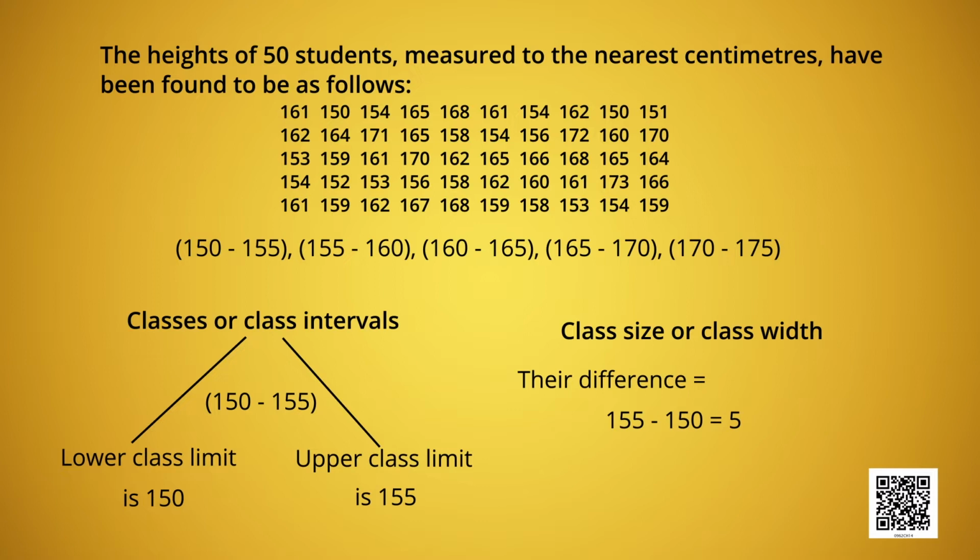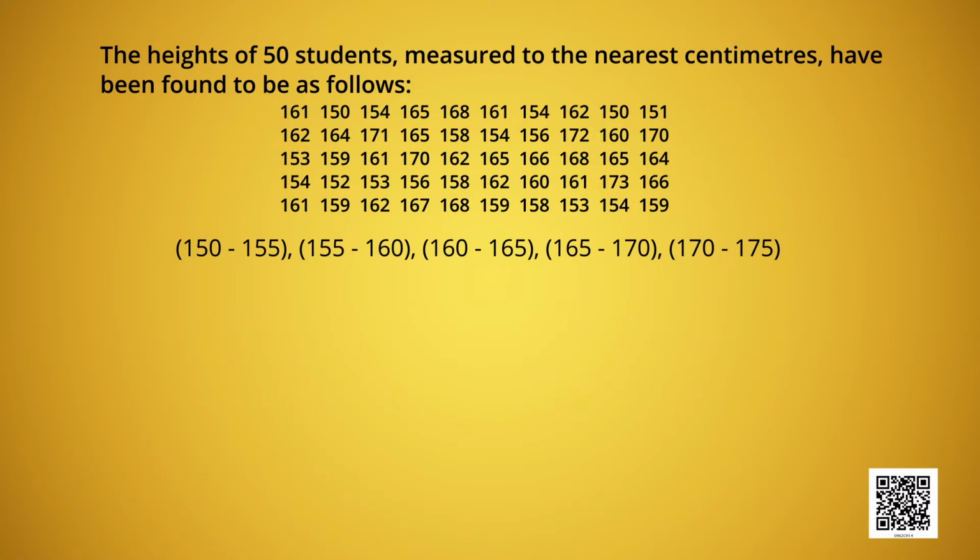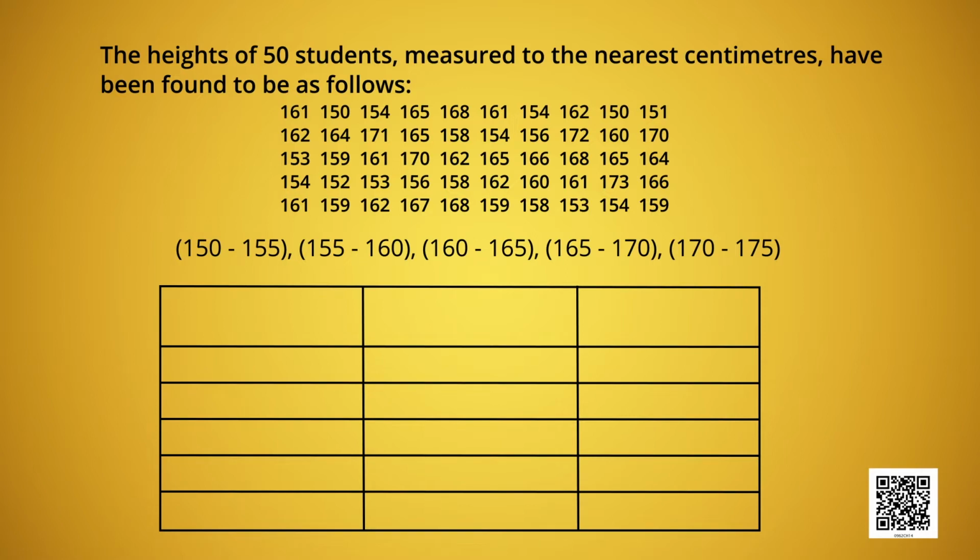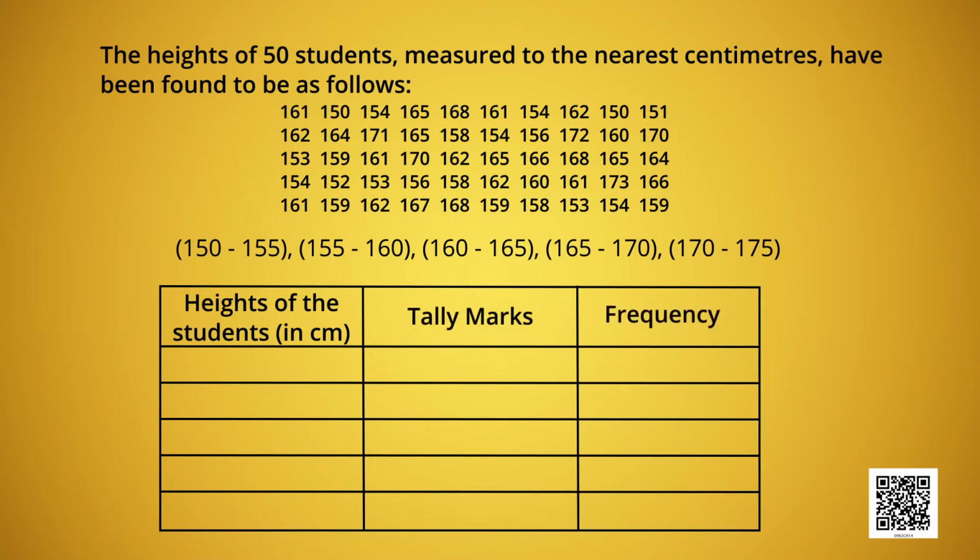So children, let us start with organizing this data with the help of a frequency distribution table. In the first column, I am going to show height of students. In the second, tally marks, and in the third, frequency. As already discussed, we are going to write the classes as 150 to 155, 155 to 160, 160 to 165, 165 to 170 and 170 to 175.